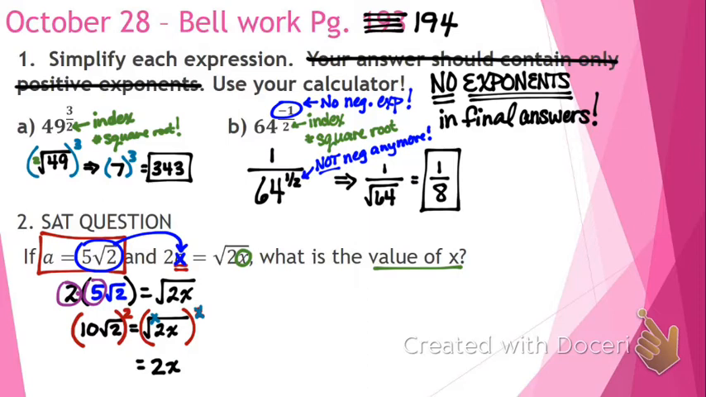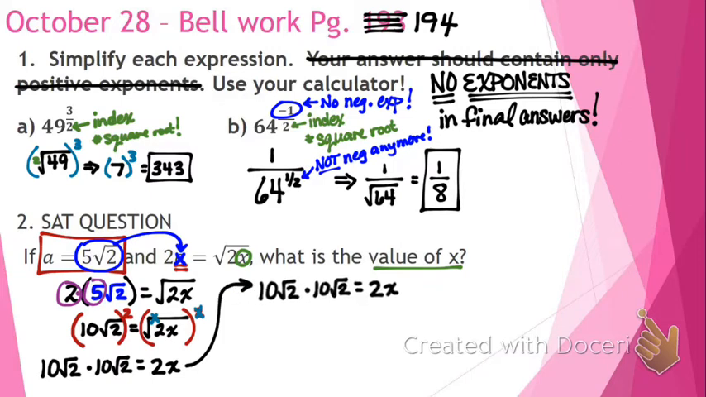What does it mean to square something? Times it by itself. So if I'm squaring 10 square root of 2, that means I have 10 square root of 2 times another 10 square root of 2. Let me bring this over here. 100 radical 4. We talked about how to multiply these together yesterday.